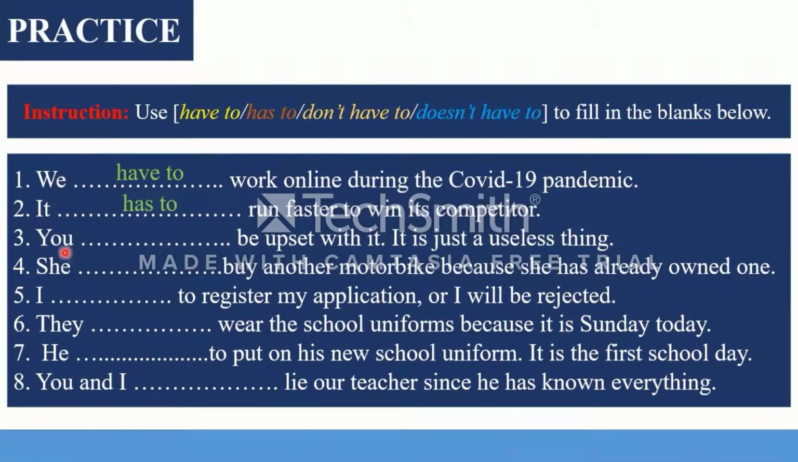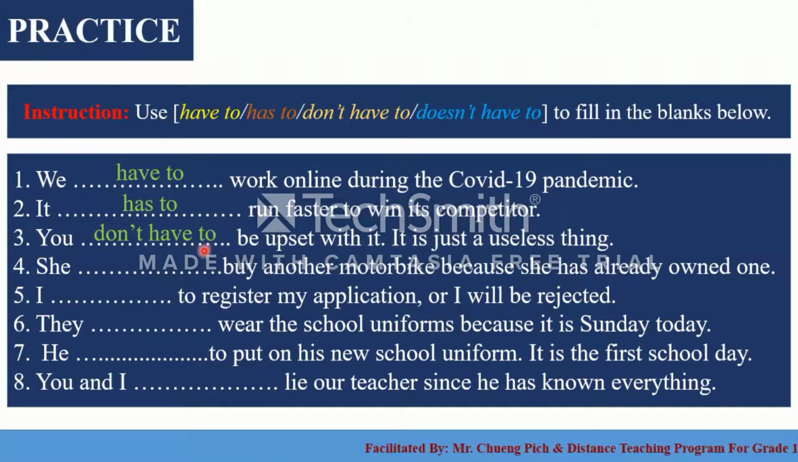Number three, you blank be upset with it. It is just a useless thing. So they give you some hint at the back here. So what should it be? Yes, of course it should be, don't have to be upset with it. It is just a useless thing. Number four, she blank buy another motorbike because she has already owned one. So they consider it's about doesn't have to and has to, because for she we use these two phrases.